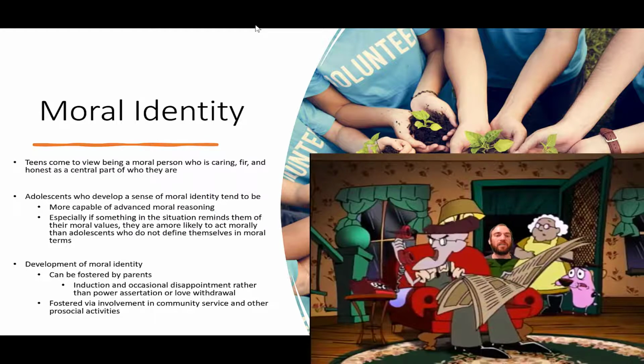So adolescents who define themselves in moral terms act more morally than adolescents who don't, in certain circumstances, specifically in situations that are more explicit in their reminder of their particular moral values. And moral development can be fostered by parents, as I stated, but also by participating in community, so community service and, broadly speaking, pro-social activities within the household, between peers, or just the community at large.